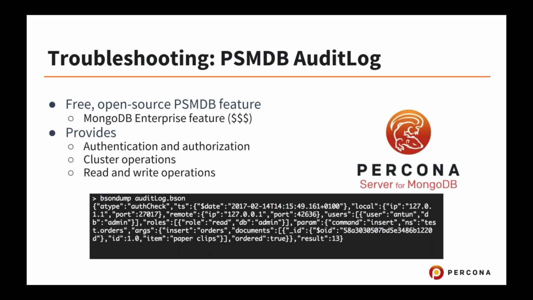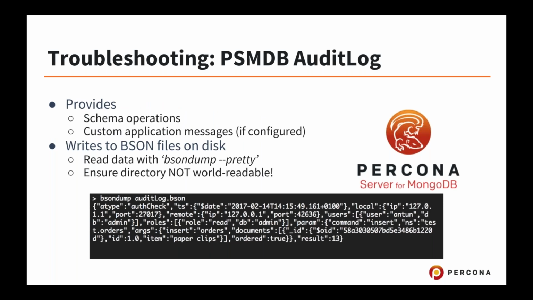So this logs out to an on-disk BSON file that can be read with bsondump. On the next page, I just have this bsondump --pretty command line flag that will actually print it in a way that's easier to read. And that file can be ingested back into MongoDB or into another system for analysis.